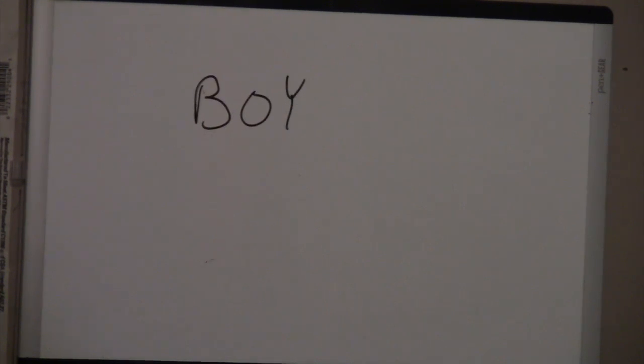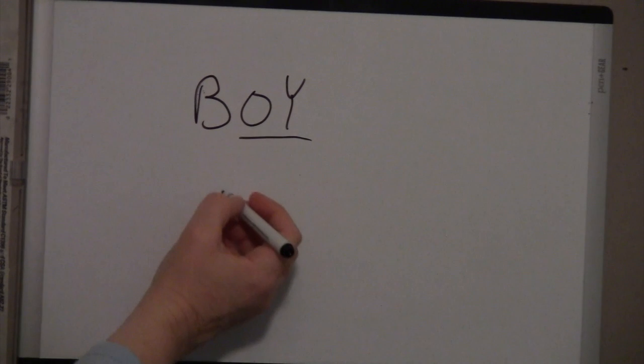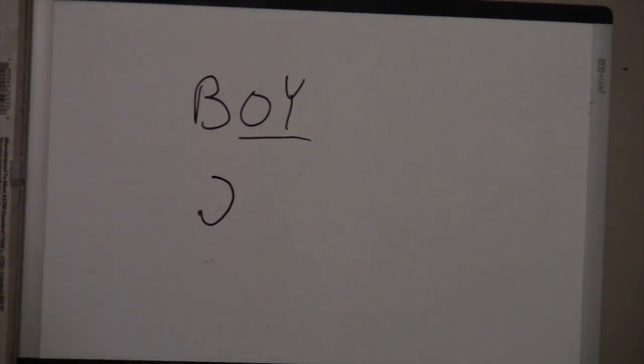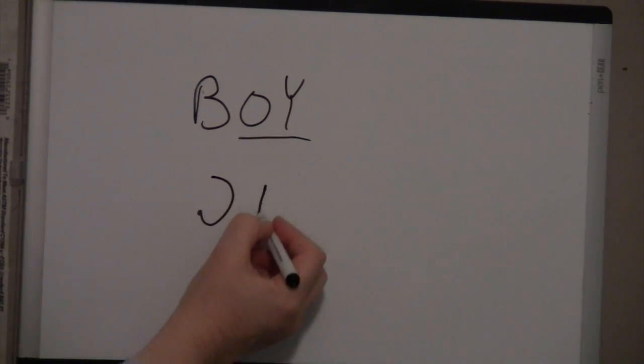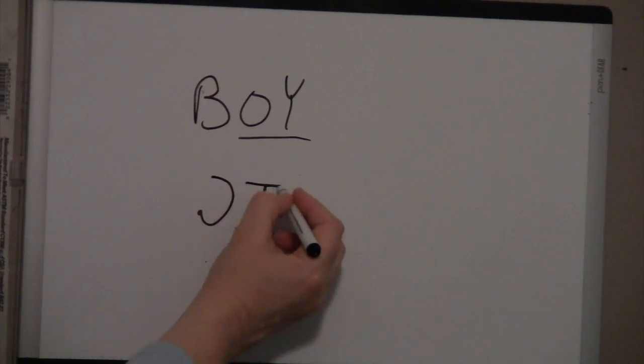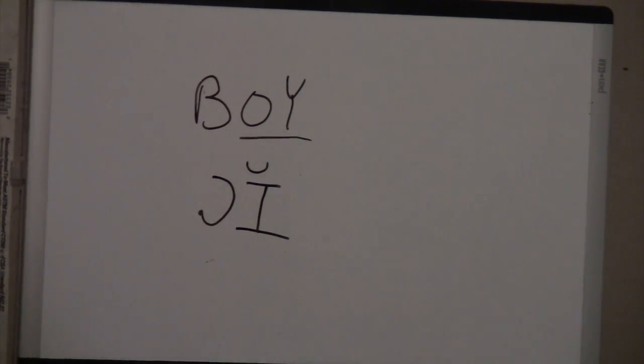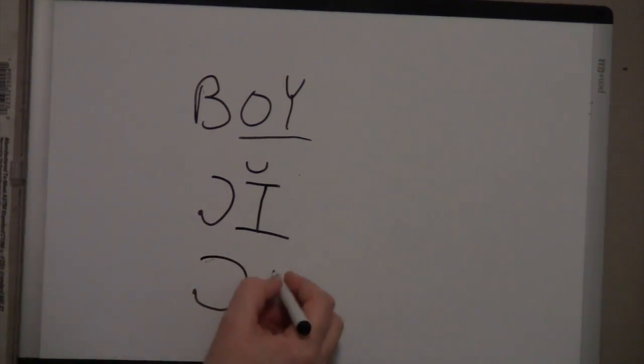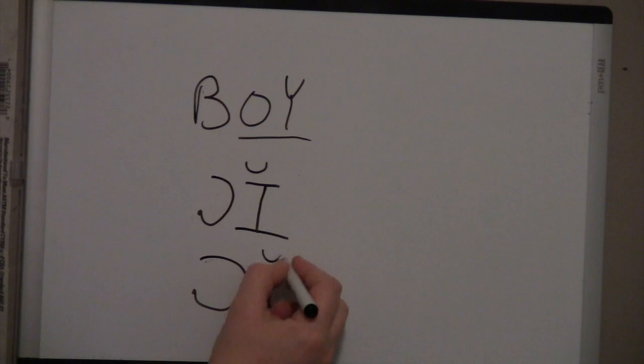The oi sound, as in boy, is the aw sound. Don't put any dots after it. Plus the I as in did, plus the breve. Oi.